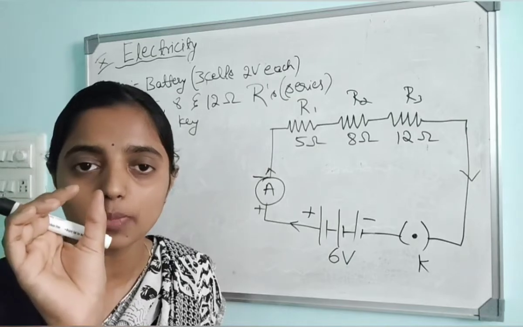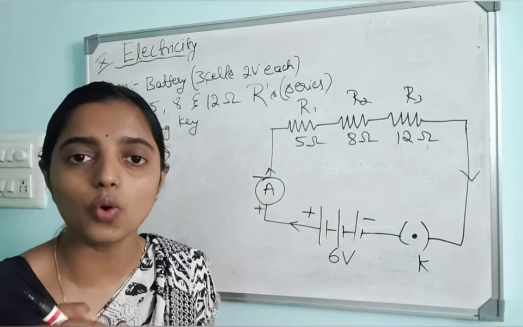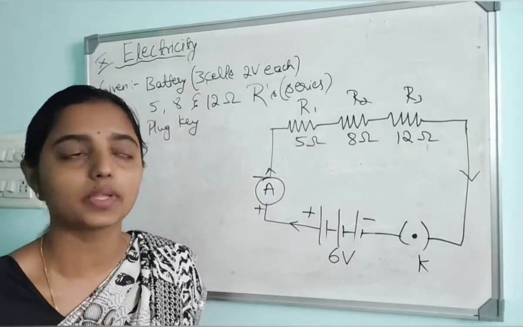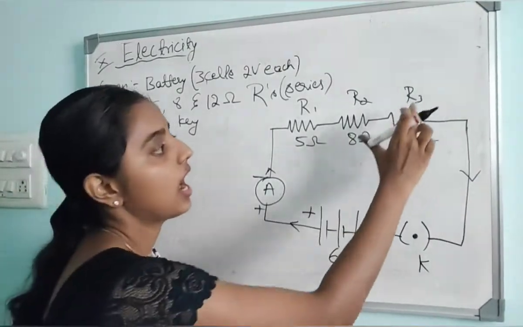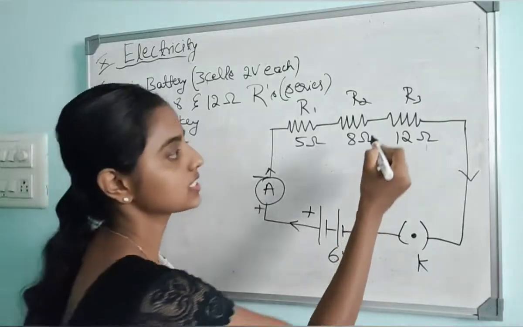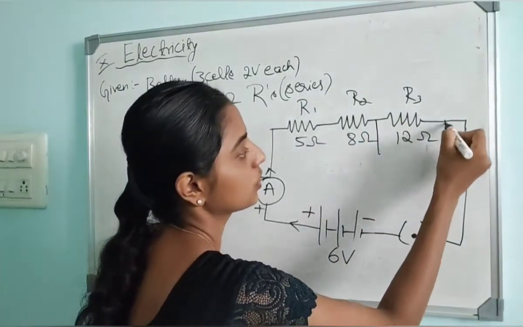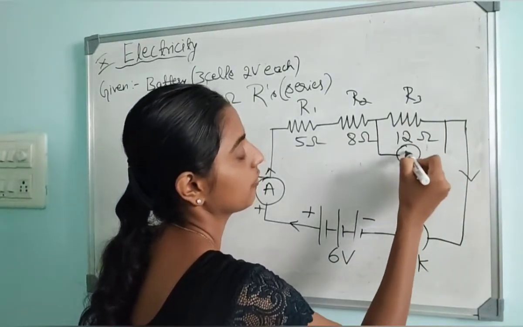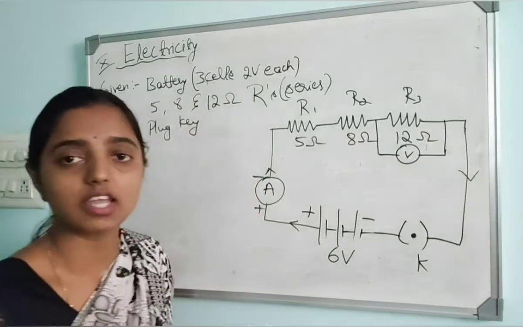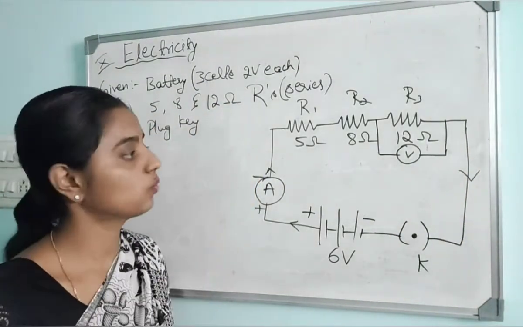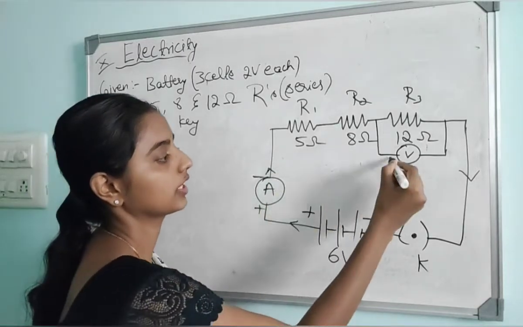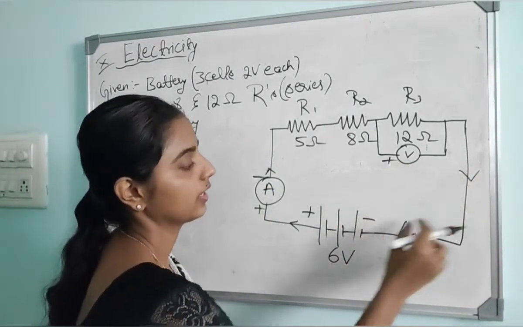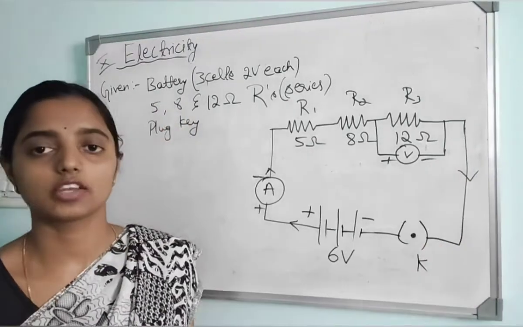Potential difference means it should give the difference between 2 points. So we need to connect between 2 terminals here, and they are mentioning it should be connected across R3, that is 12 ohm. Now let us connect between these 2 terminals. So here we have the voltmeter. As given in the data, we need to write the question and the terms, components. The positive end of the battery will connect to the positive side of the voltmeter and the negative will be connected to the negative side of the voltmeter.